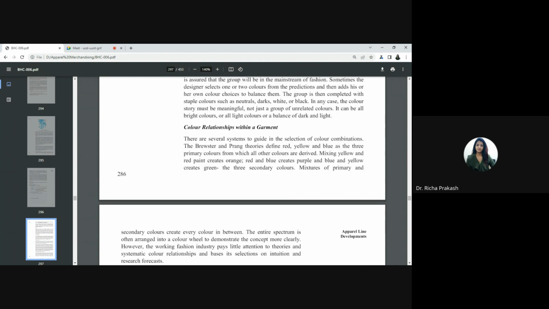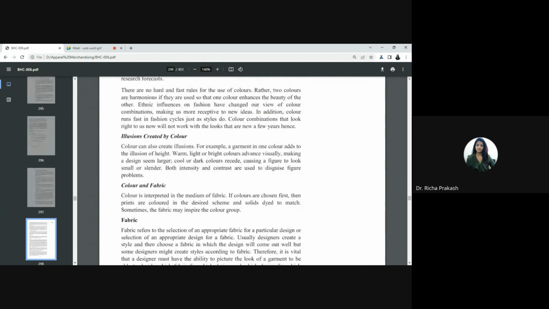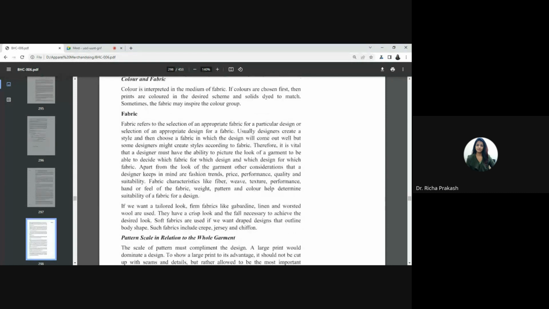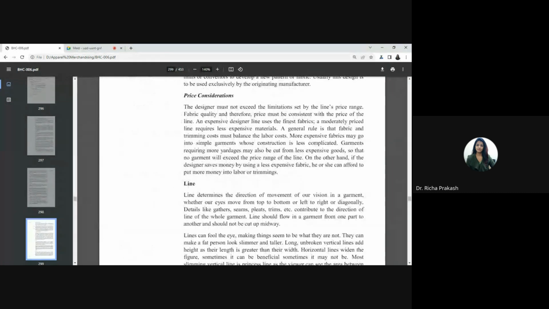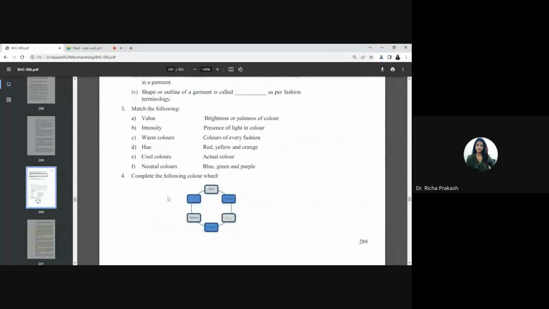Color selection, color relationship with a garment, illusion created by the color. If it's a darker color, one might get the illusion that a person is looking a little sleek or thin. If it's a very bold white color, we tend to look brighter and maybe a little chubby, I would say. Then what is the relation of color and fabric? Then about fabric. These things are very simple. I think you all can read it on your own. Nothing much to explain.